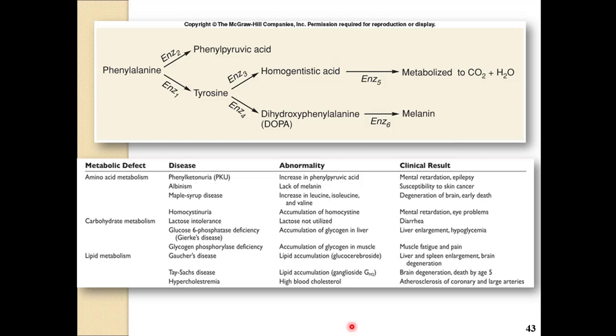And down here you can see some defects in the body. So I always like to talk about some of the physiological problems that can arise with whatever I'm talking about. So in this case, these are metabolic defects that can happen, and they result in specific diseases. So for instance, here you can see a set of amino acid metabolism diseases. So phenylketonuria is one, albinism is another, and then there's another one called maple syrup disease, kind of interesting. You can see what the abnormality is in each of these and the clinical results.